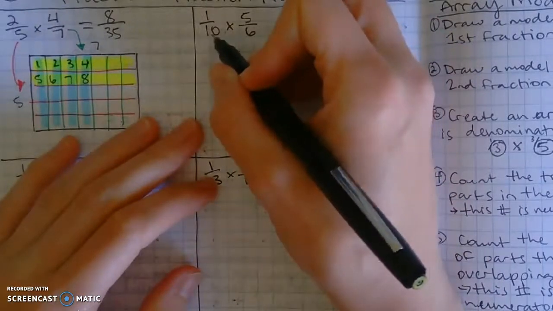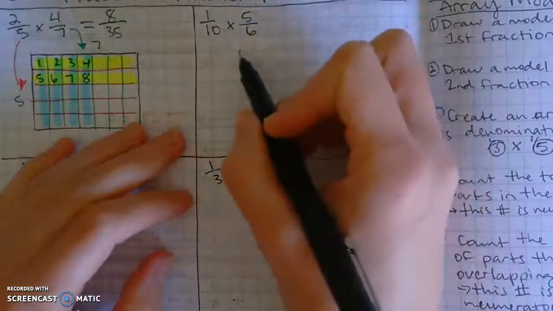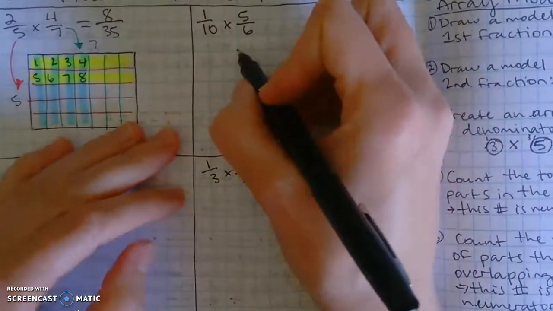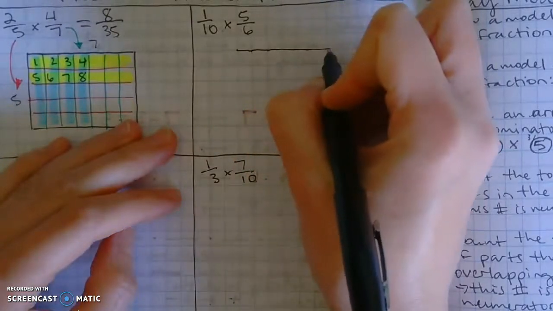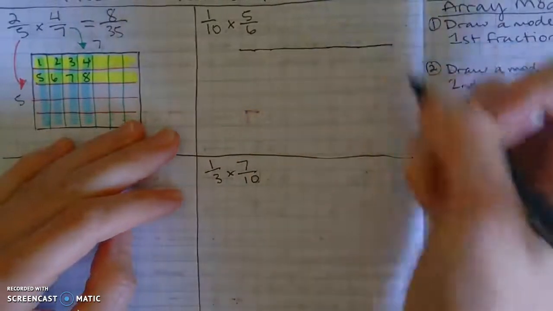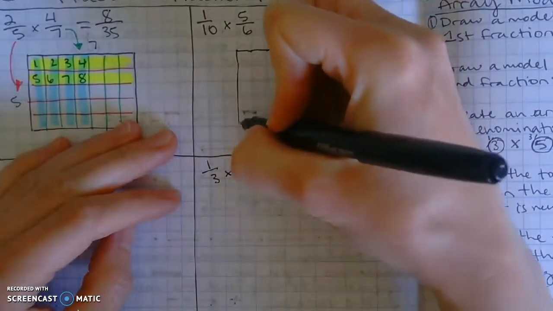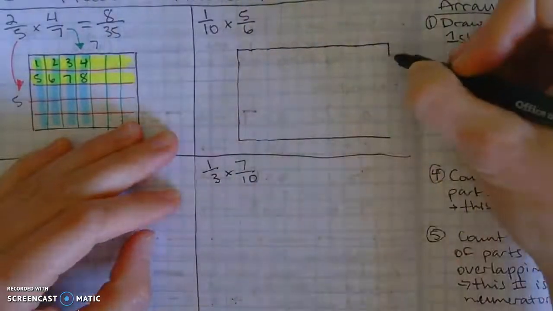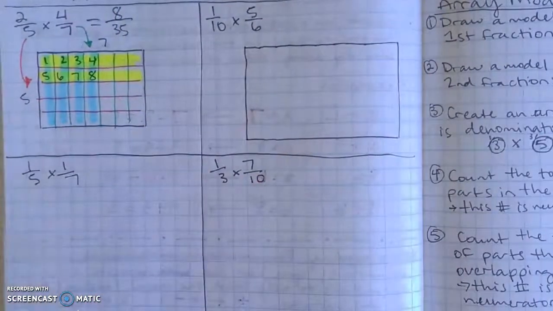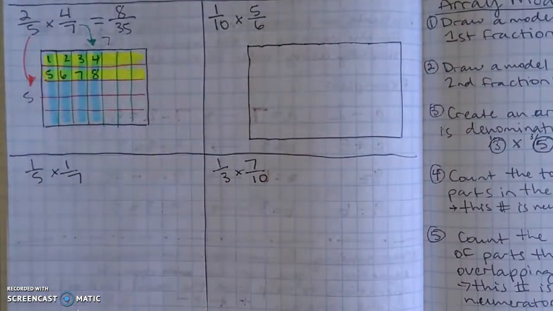So I'm going to do my denominator by my denominator. I'm going to make a 10 by 6. I think I'm going to make my 10 going this way because I have more space. So I'm going to do 1, 2, 3, 4, 5, 6, 7, 8, 9, 10, and then do 6 down: 1, 2, 3, 4, 5, 6. Please make sure you're attending to precision here.